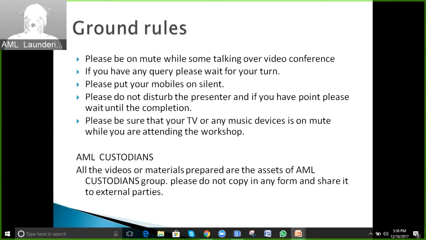So before starting our workshop, today's topic is transaction monitoring. Do you have any idea on transaction monitoring, or any basic idea, or any work experience, or just came across transaction monitoring? Please feel free to share with us before jumping to the topic.